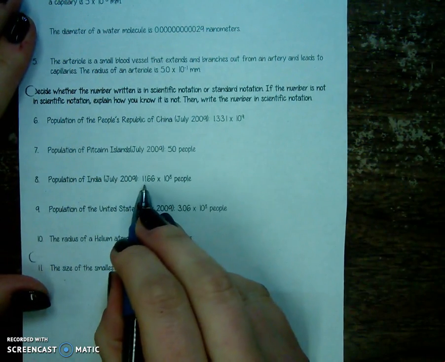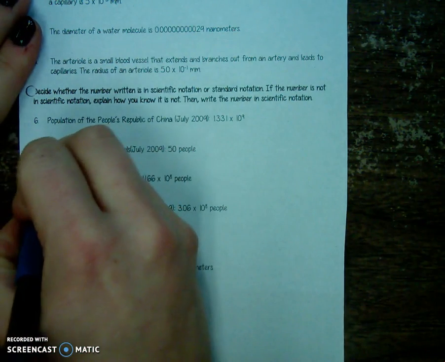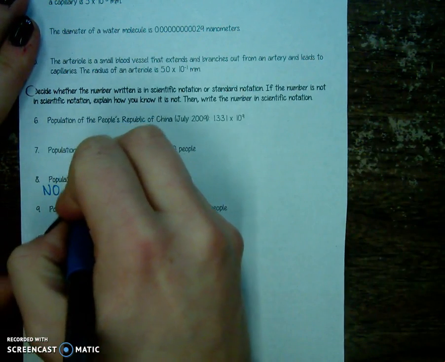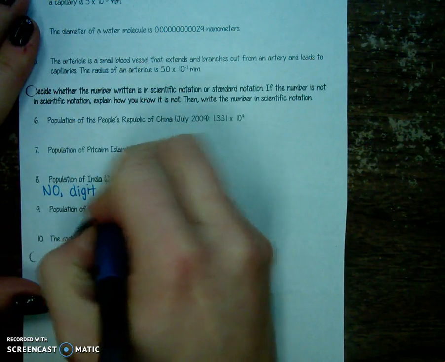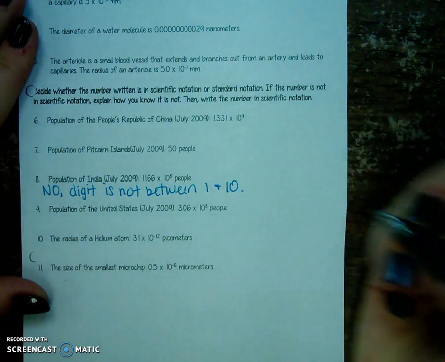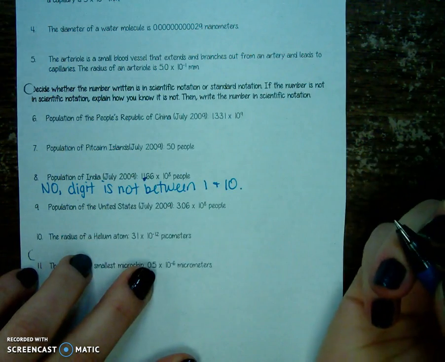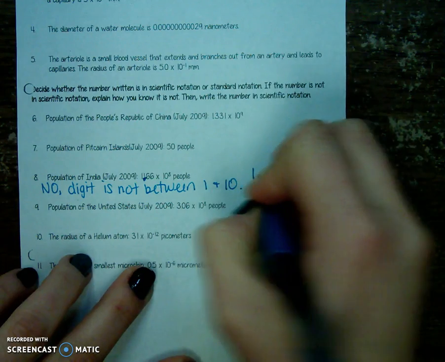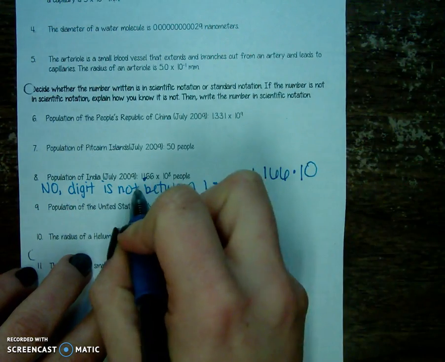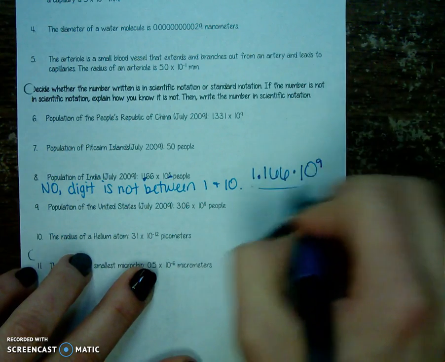Okay, so this looks to be like it's in scientific notation, but it's actually not. No, it's not in scientific notation because the digit is not between 1 and 10. I actually need to move that decimal over one more time. So my digit should actually be 1.166 times 10. Well, if I move to the left again, I need to change that exponent to be a 9. And that's my answer.